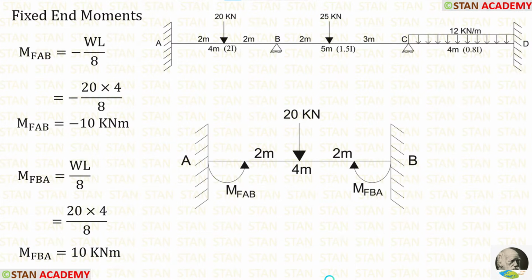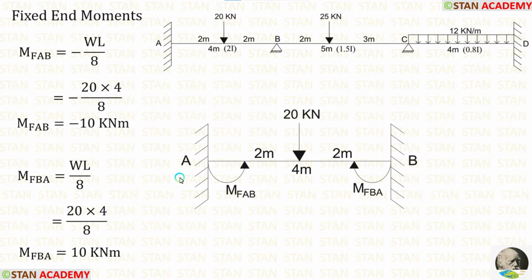Now let us apply those formulas and find out the fixed end moments. In the span AB, we have a point load. This point load is acting in the center. We have already seen the fixed end moment formulas: minus WL upon 8 and positive WL upon 8. M of AB will be negative because it is acting in the anticlockwise direction. M of BA will be positive because it is acting in the clockwise direction.